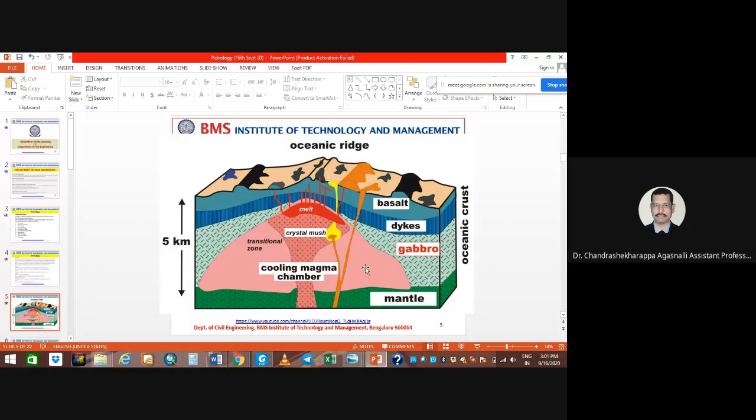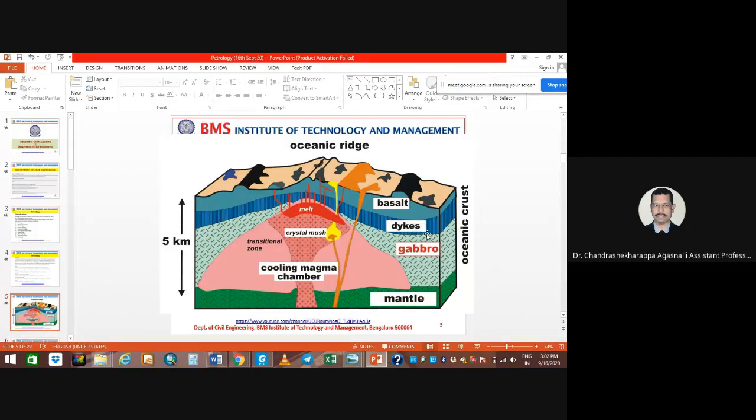So the lava is erupting from these mantle chambers. Okay, these are the crystal mush parts, and this is a gabbro, and here is the dike.